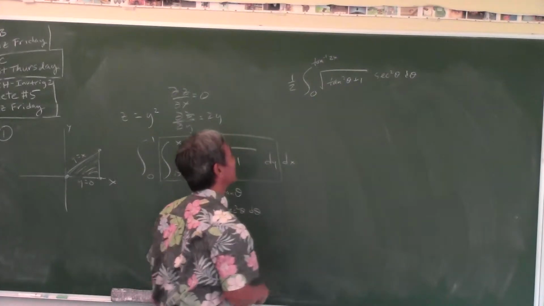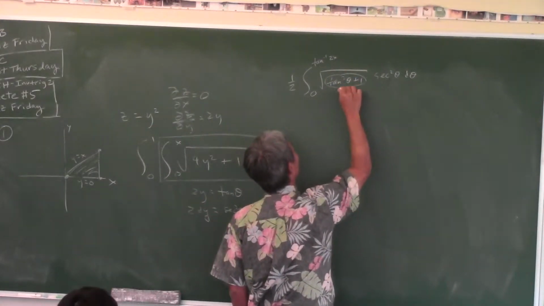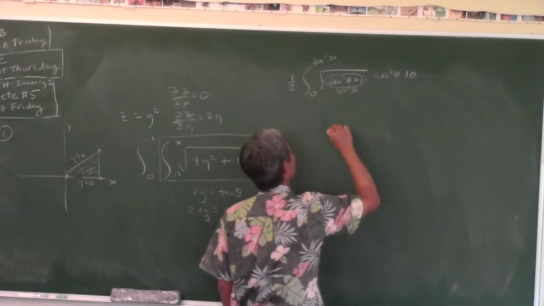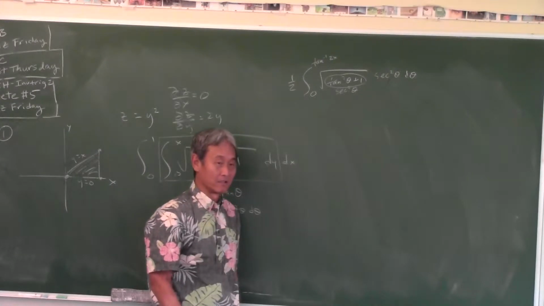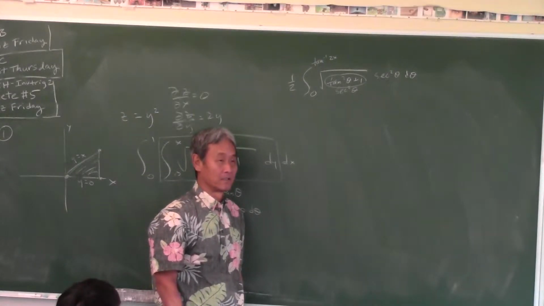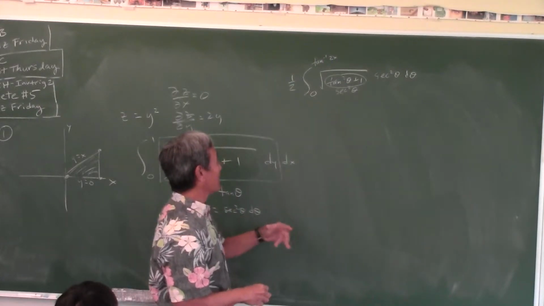Okay, here we go. But isn't this secant squared theta? That's why we did the trig substitution. And what is the square root of secant squared theta? And don't say secant theta. Absolute value. Absolute value of secant theta. However, on this interval it's positive.